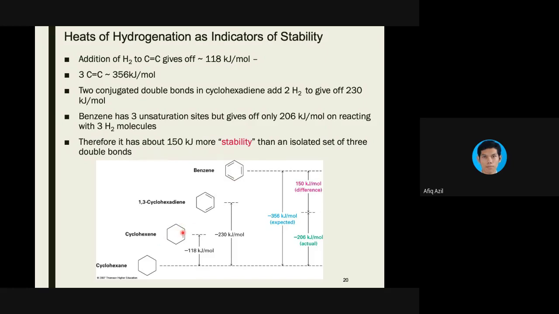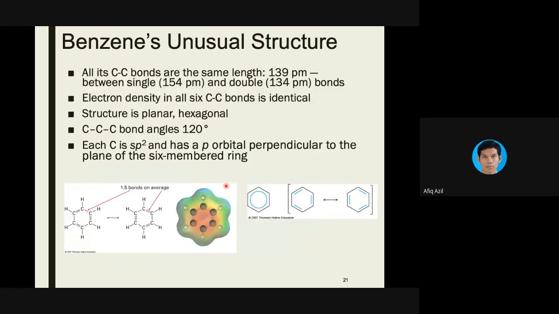Okay, one double bond, two double bonds. Anything that contains double bonds or triple bonds may form resonance forms. But in benzene, it has this extra stability with regards to the resonance structures. How? All of its CC bonds are of the same length. One of the reasons is all of the carbon-carbon bonds are of the same length, 139 picometers. Then all of the electron density is the same in all of the carbons.